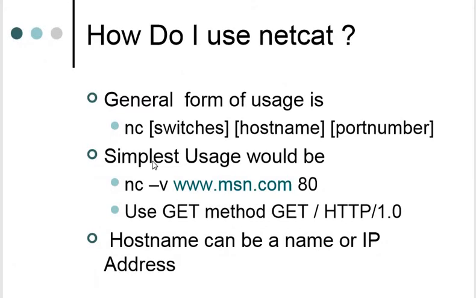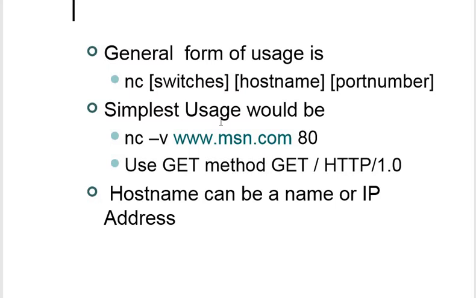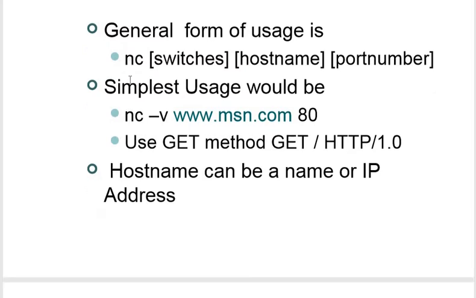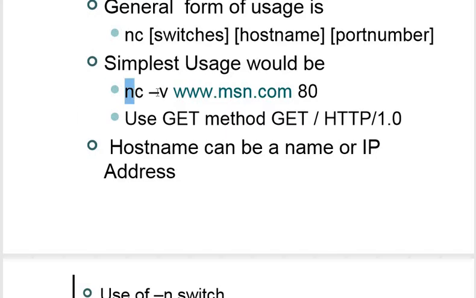So how do I use netcat? The general form of usage: there are different commands available. You have the command nc, short form for netcat. You also have the commands ncat and gnu netcat. There are different versions. So what we are doing here is nc -v with the remote host name and port number 80. Ultimately, we are trying to connect to msn.com at port number 80.